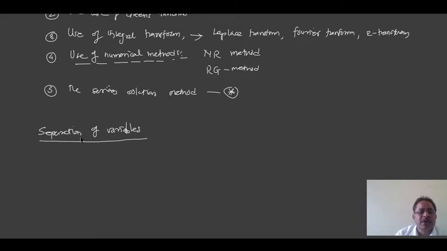Okay, and this is one of the very common, very simple and very interesting methods, said to be separation of variables. Now we are going to use this method for the Laplace equation in the Cartesian coordinate system, the Laplace equation in the spherical polar coordinate system, the Laplace equation in the cylindrical coordinate system, and the Helmholtz equation in the Cartesian, spherical polar, as well as the cylindrical coordinate system.